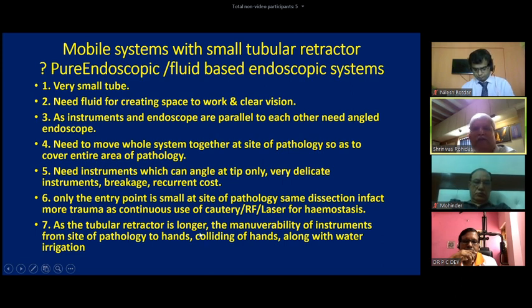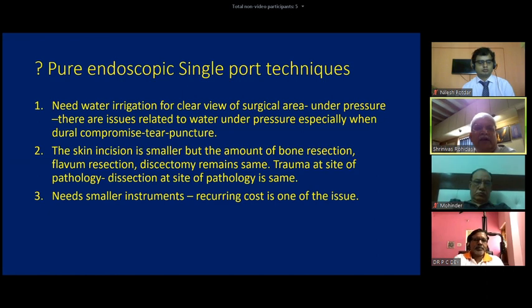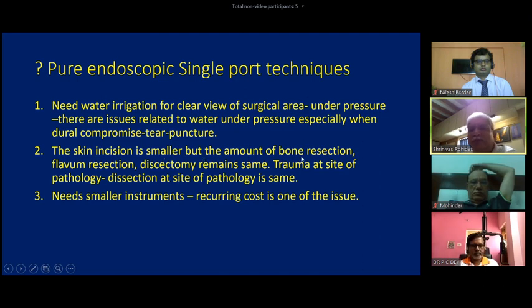As the tubular retractor is longer, there is limited maneuverability of the instruments from the site of the pathology to the hands, there is colliding of the hands, along with the water irrigation which is continuously there. They need water irrigation for the clear view of the surgical area, which has to be used under pressure or gravity. And there are issues related to the water under pressure, especially when there is a dural compromise, tear or puncture. The skin incision is smaller, but the amount of the bone resection, flavum resection, discectomy remains the same.